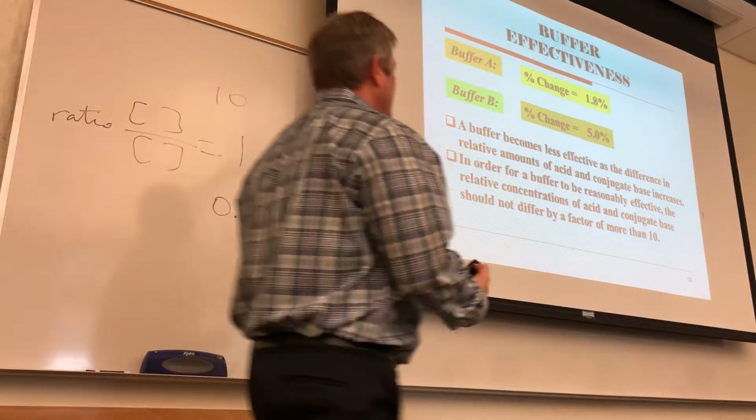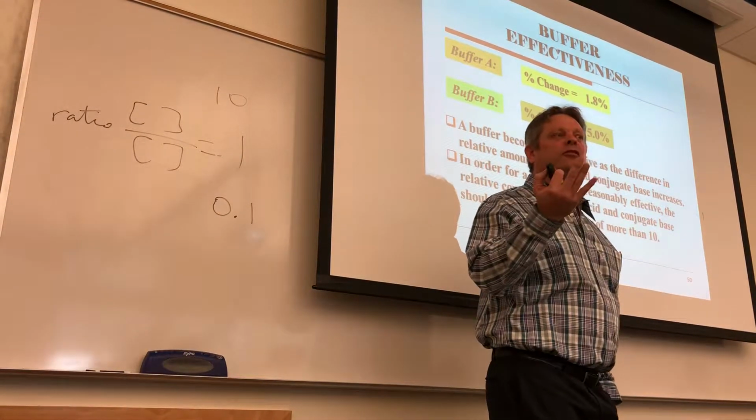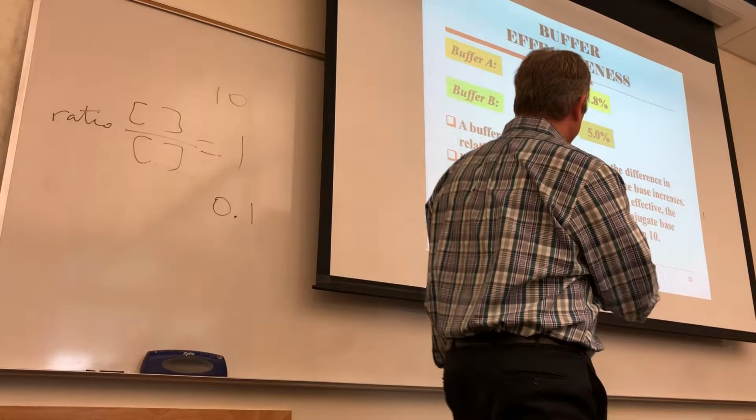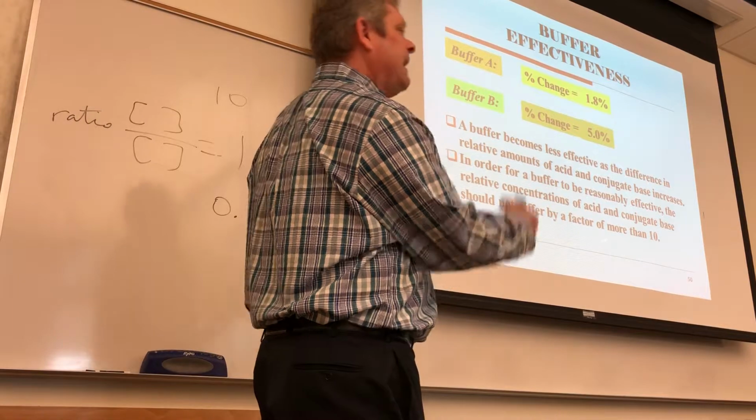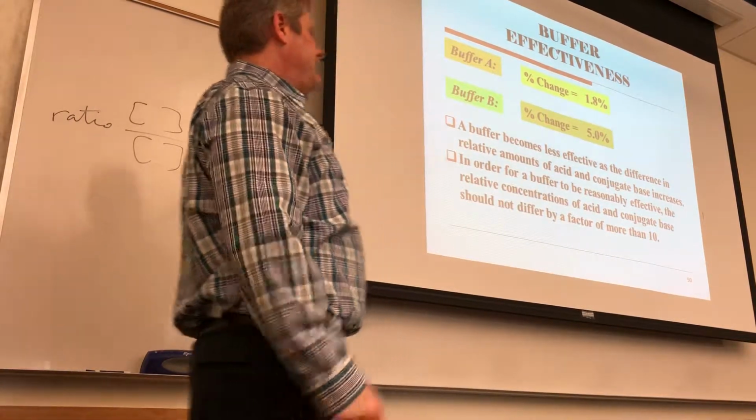Make that easier. I think I called it buffer system 1 and 2. I could just say a buffer system. That just implies you're dealing with a weak something and its conjugate. They should not differ by a factor of more than 10, which is what was asked earlier over there. And that's what I put up here.